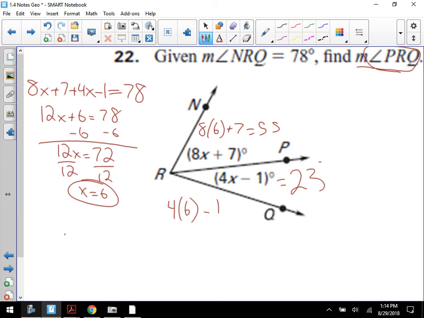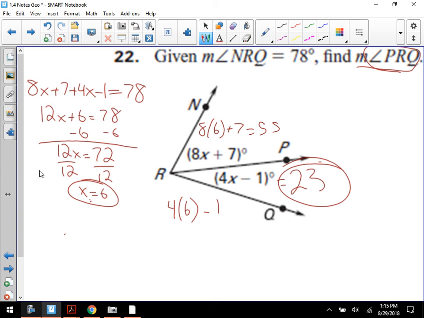Yes, ma'am. No, angle PRQ will equal 23 degrees. The value of x equals 6. Just like we did with segments, a lot of times you had to solve for x and then substitute back in to find AD or whatever it was asking you. Same idea here. They're going to ask you to solve the algebra to get to another step.